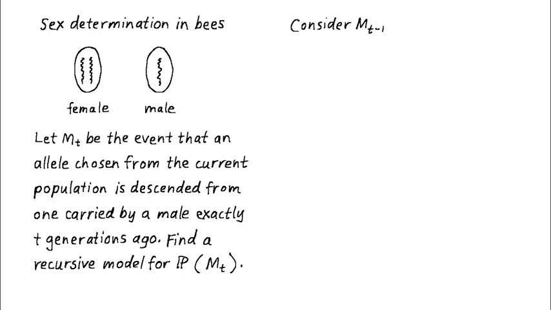Events m sub t minus 1 and its complement form a mutually exclusive and exhaustive set. The line of descent to the allele in the present-day population must have passed through either a male or a female T-1 generations ago, and if it passed through a male T-1 generations ago, it could not have passed through a female, and vice versa. It follows from the law of total probability that P of m sub t can be decomposed as follows.